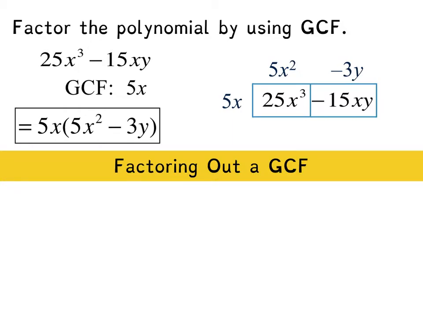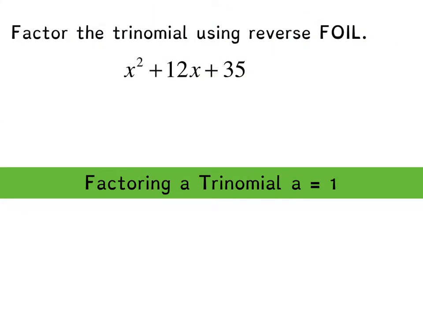Now let's take a trinomial where the leading coefficient is 1. x squared plus 12x plus 35. Recall that we could have arrived at this trinomial by using the FOIL strategy for multiplying binomials. Therefore, we'll reverse engineer this and use the reverse FOIL strategy.